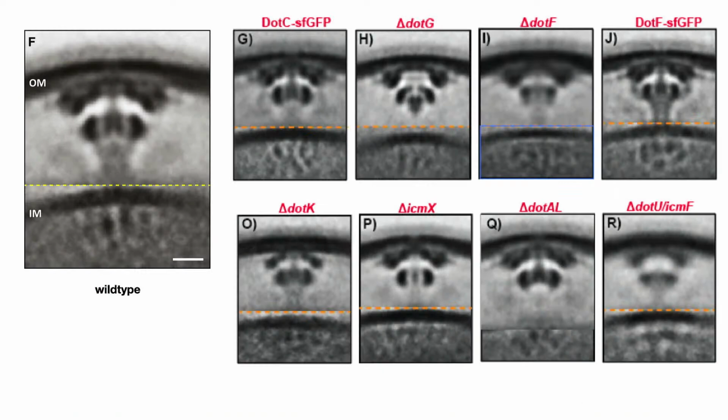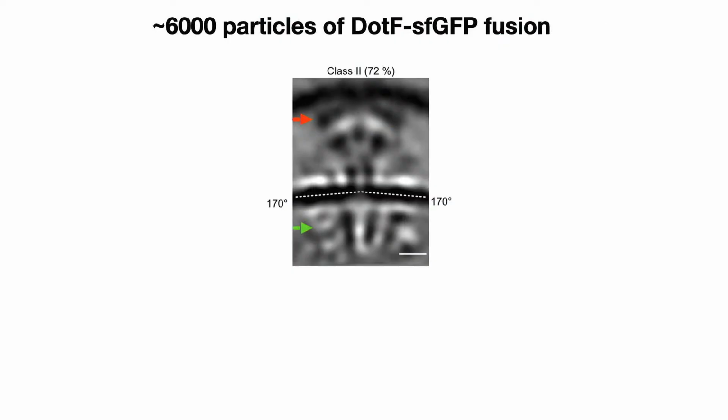What we did next is we discovered when we were looking at these different mutants that this particular mutant, where the protein DotF was fused with the superfolder GFP, had the most stable structure. You can see more details here than in the wild type. And so we decided to take more images of this mutant, and in fact take thousands. So we recorded thousands of tomograms, which resulted in about 6,000 particles of this particular fusion construct. And so then having 6,000 allowed us to classify, and this turned out to be critical.